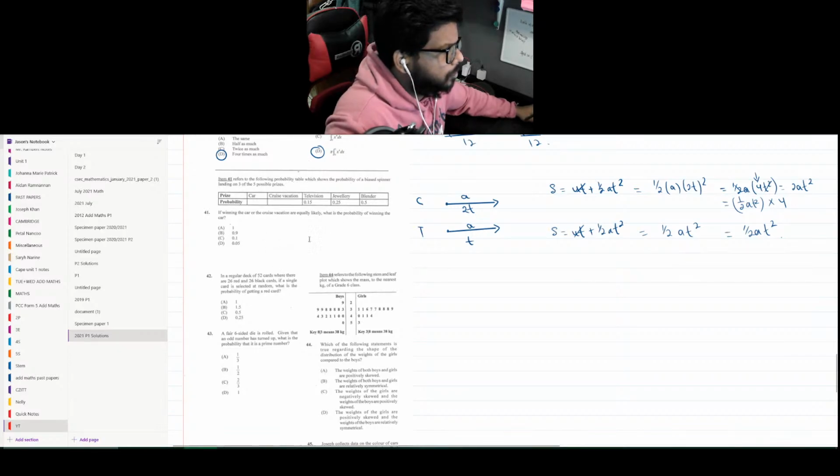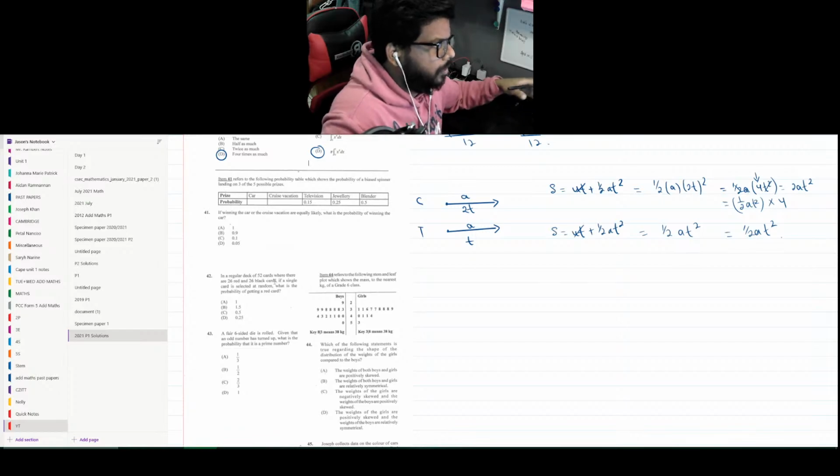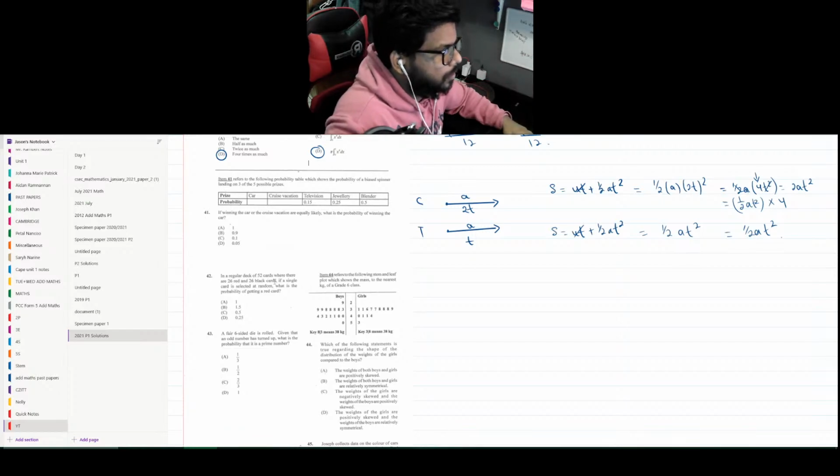Alright, probability table, which was the probability of a biased spinner landing on one of the 5 possible prizes. If winning the car or the cruise vacation are equally likely, what is the probability of winning the car?